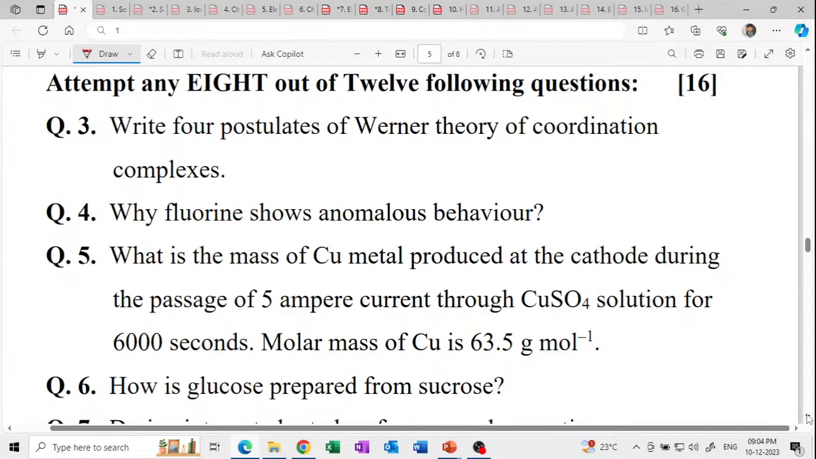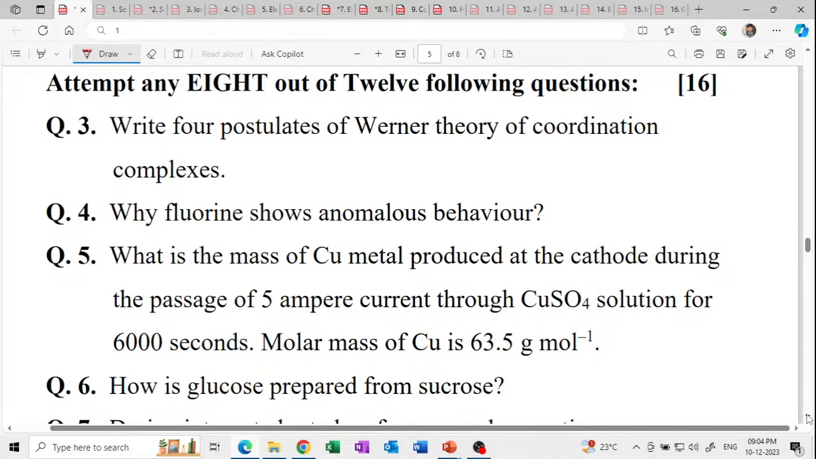Yes, anomalous behavior of fluorine. Why do they show the anomalous behavior? Anomalous behavior of fluorine is due to the following reasons. What are the following reasons for anomalous behavior? Small atomic size, high electronegativity, absence of d orbital, and low fluorine-fluorine bond dissociation enthalpy. So you should write the 4 points. We'll get 2 marks.